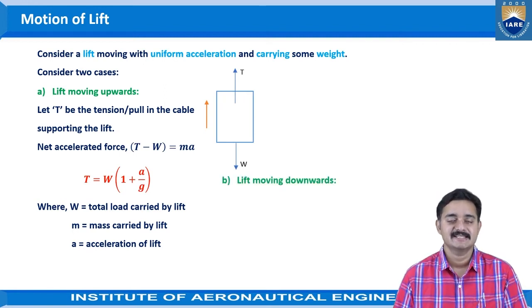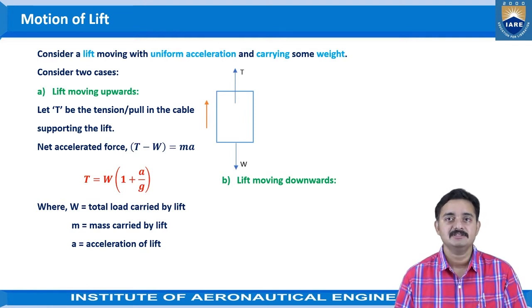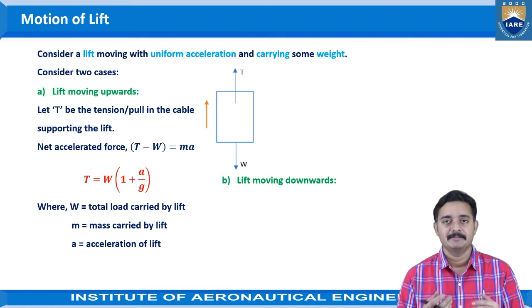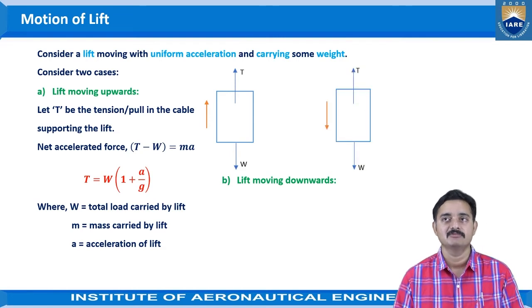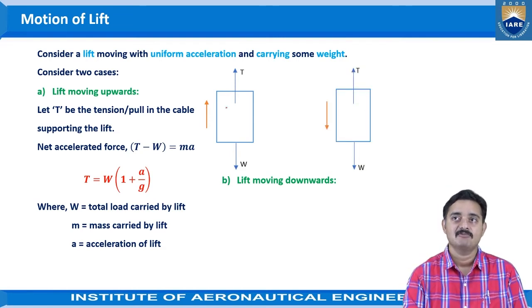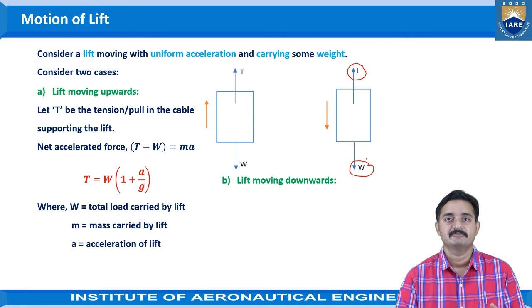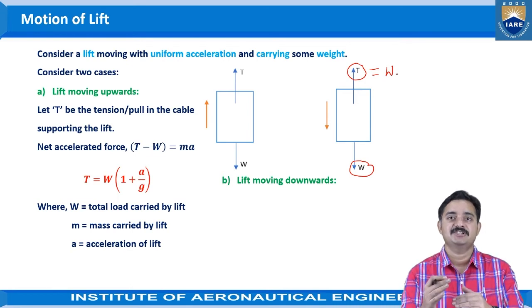Now we are considering the second case, where the lift is moving downwards. Whatever load the lift is carrying, whether passengers or load, the total load is moving downwards. So in this case, the tension T will be lesser than the weight. Why? Because if the tension value is equal to W, then the lift will be stationary. It will not move up or down.